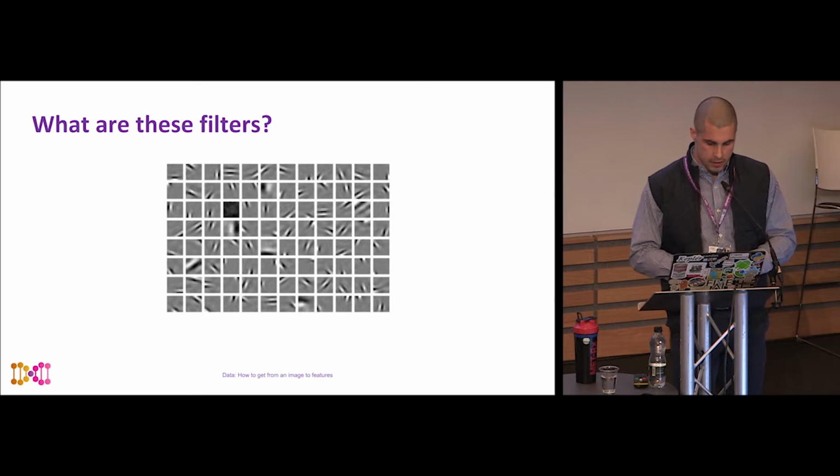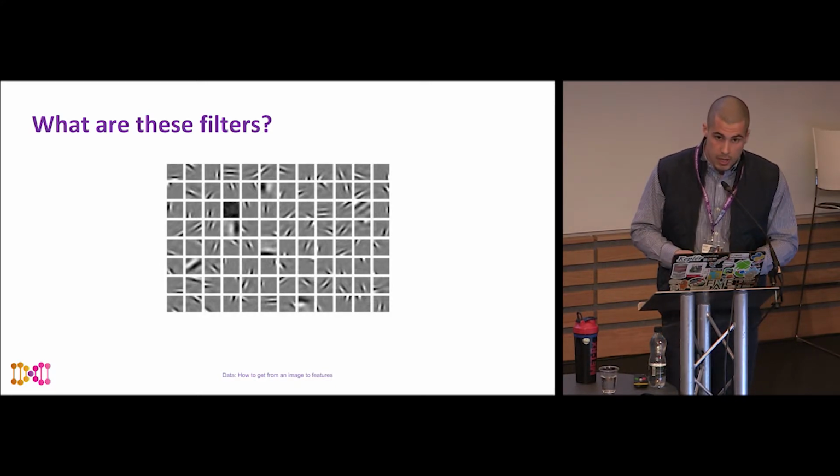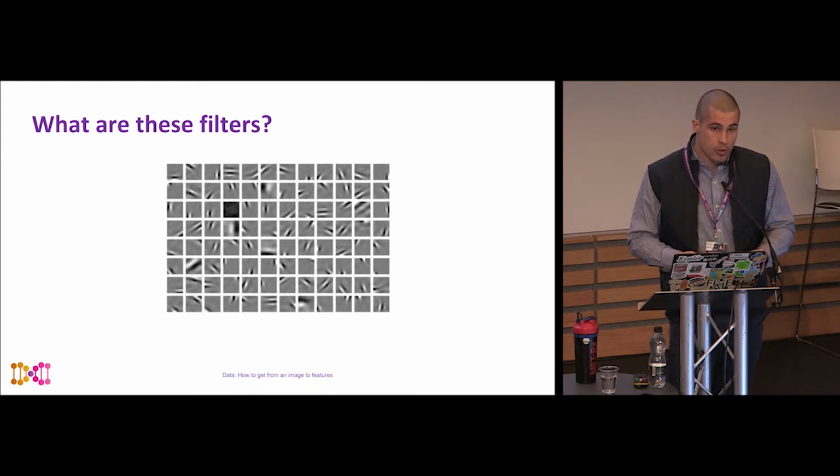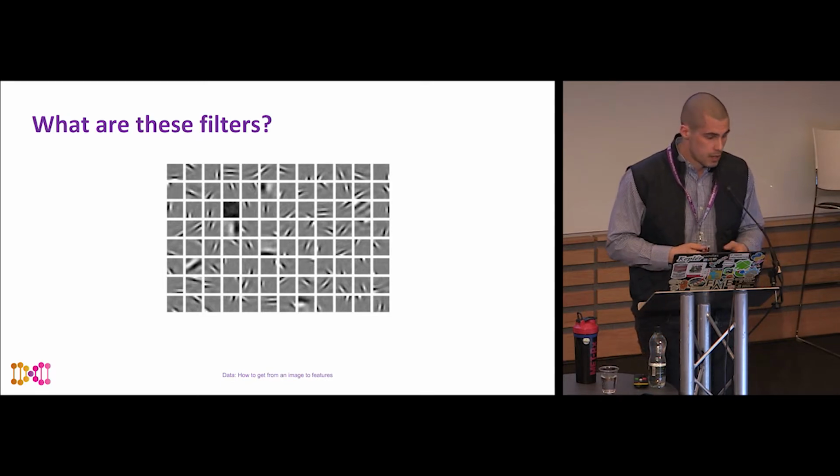So what are these filters? Like I said, some of them will detect an edge which is horizontal, some of them will detect an edge which is vertical, and as you go up in the complexity of the model, it might learn more and more sophisticated filters that would detect different variations within an image.